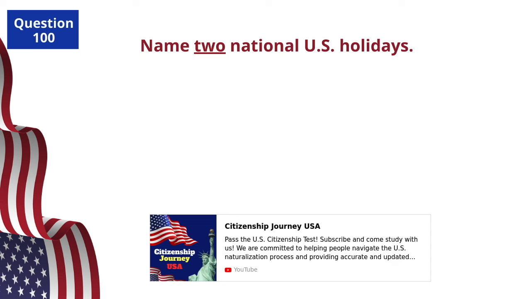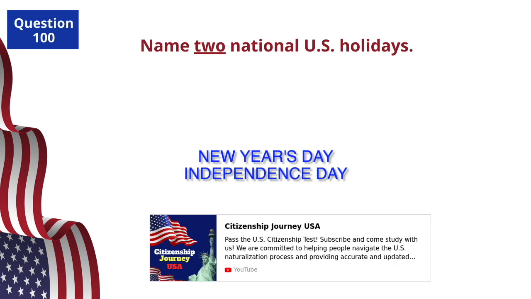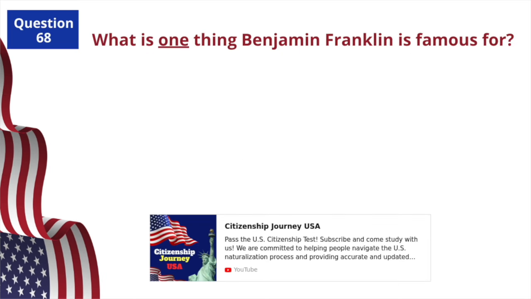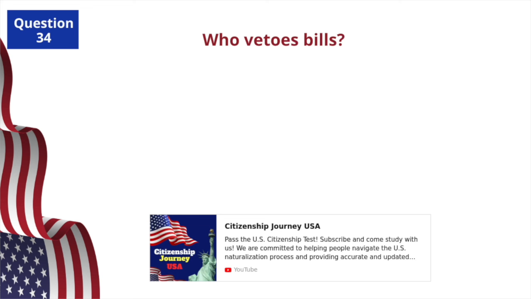Name two national U.S. holidays. New Year's Day. Independence Day. What is one thing Benjamin Franklin is famous for? U.S. diplomat. Who vetoes bills? The president.